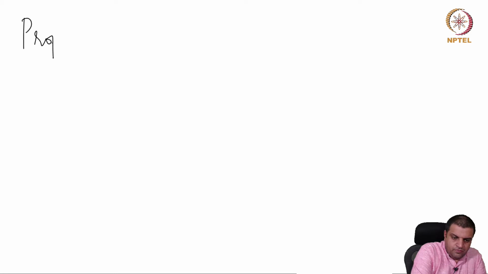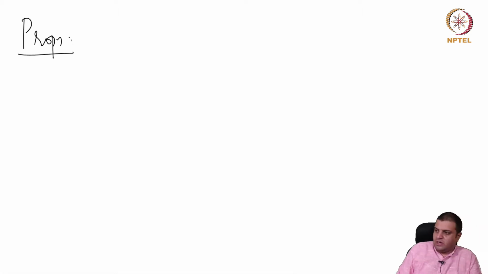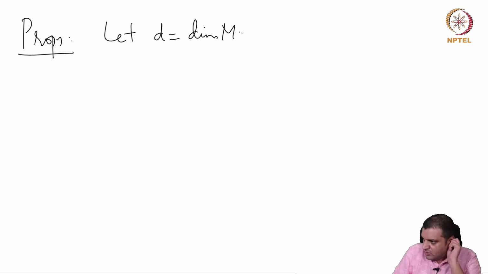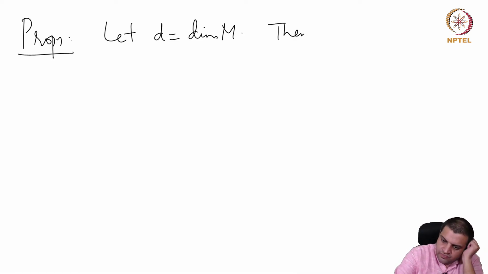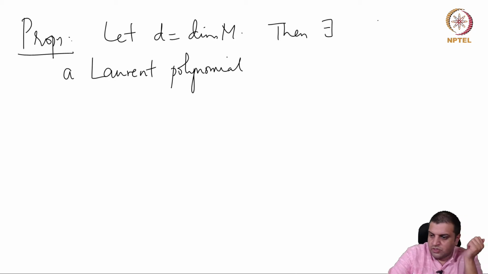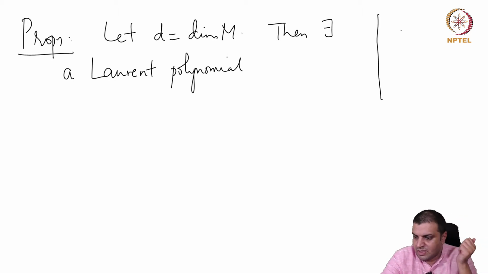Proposition. What does the Hilbert series look like? Let d be the dimension of M. It could be less than n. Then there exists a Laurent polynomial, so we'll say what this means. It means something of the form over Z, so a Laurent polynomial over Z.